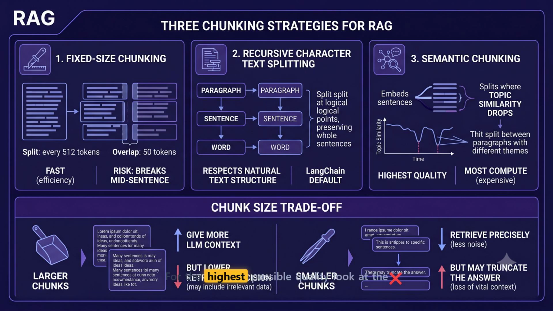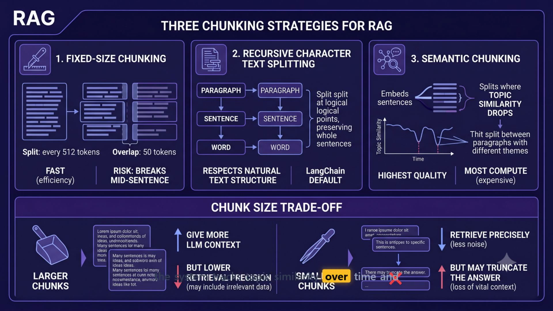For the highest possible quality, look at the third column on the right, semantic chunking. This strategy doesn't look at character counts or punctuation. It actually passes each individual sentence through an embedding model, maps them out, and calculates their meaning. Follow that wave-like graph in the box.